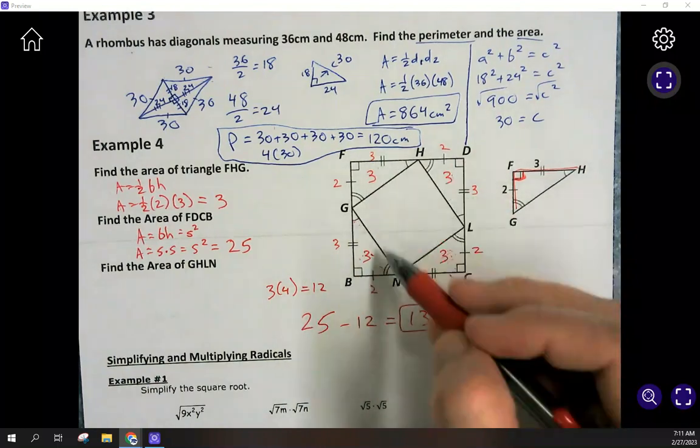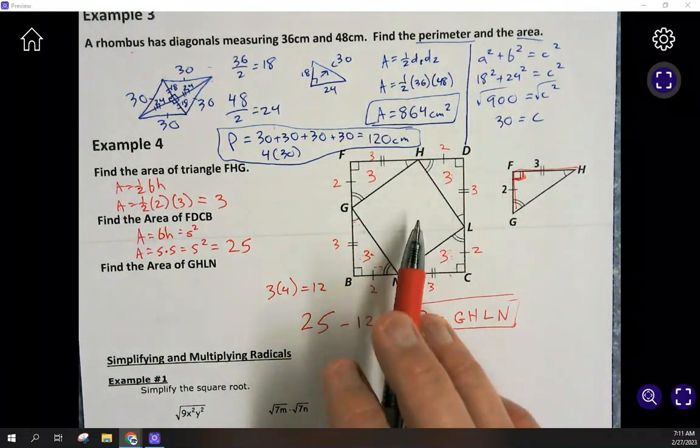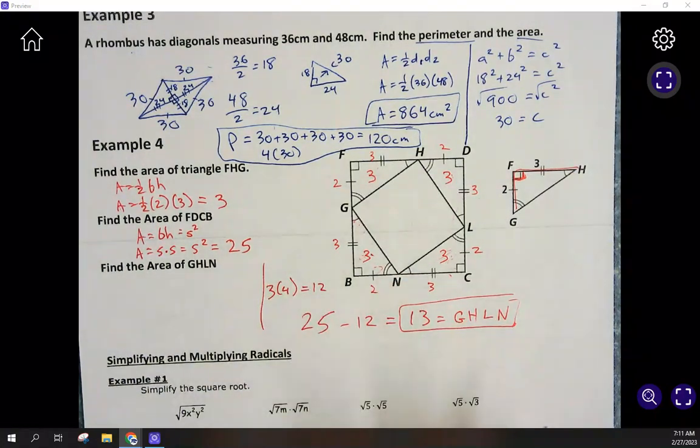So I took the area of the full square and subtracted the area of the triangles. That leaves me the area of this inside square. So that's one way you could do it.